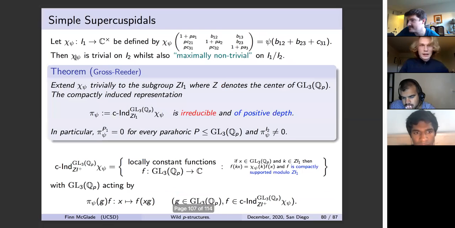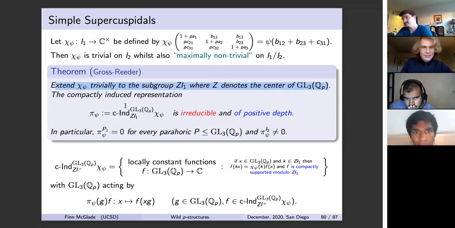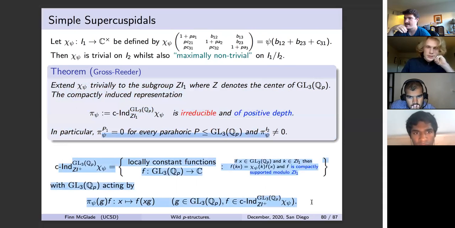But so far we just have this character, and we're going to associate a representation to it. So what I'll do is I'll extend chi to the center times I1. So don't worry about this. The center of GL_n(Q_p) is just the scalar matrices, but we can kind of delete this sentence. It's not such a big deal. And what I can do is form something called a compact induction. So I'm going to take this character, which lives on the subgroup I1, and produce a representation of the entire group. And there's a recipe for doing this.